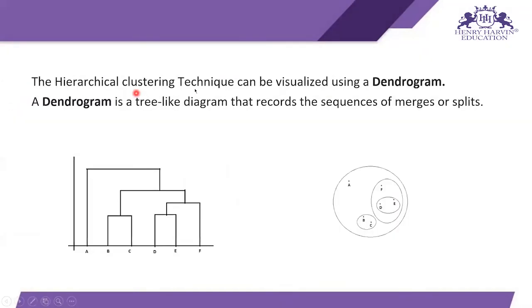And the hierarchical clustering technique can be visualized using a dendrogram. A dendrogram is a tree-like diagram that records the sequences of merge and or split. So that's how we combine B and C, then we combine D and E, then we combine D and E with F, then we combine these two, and then we combine the whole data set, and we get a single cluster for the whole data points.